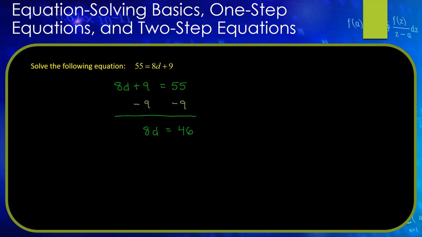Again, 8d means 8 times d. So to get rid of the 8 and isolate the d on the left, I'm going to divide both sides by 8. So d is going to be 46 over 8, which I can then simplify to be 23 over 4 as an improper fraction. Now I have a couple of options here because there were no fractions or decimals given here.